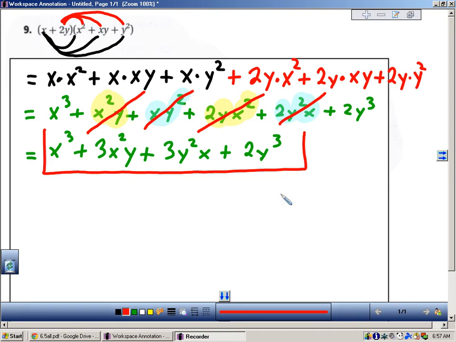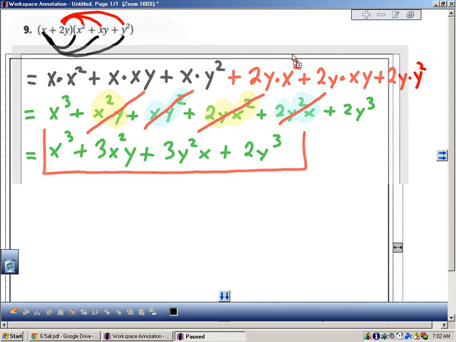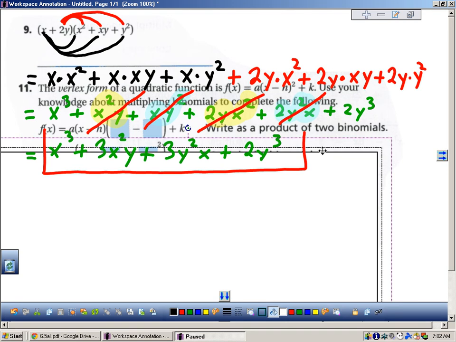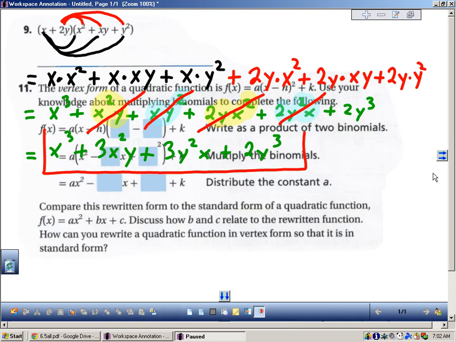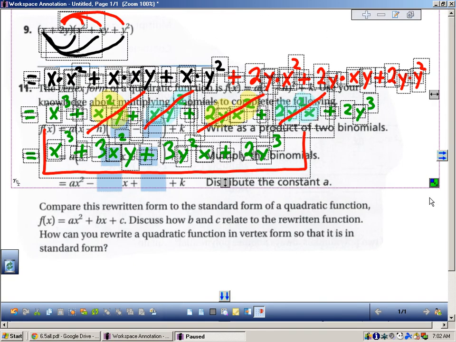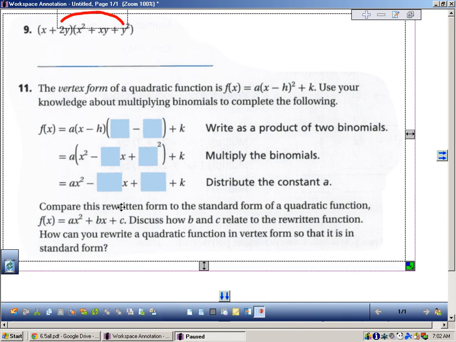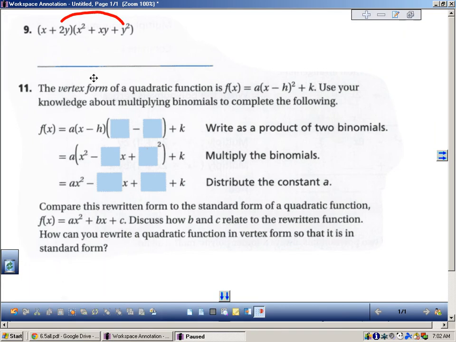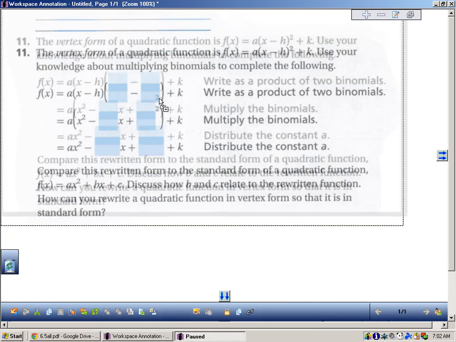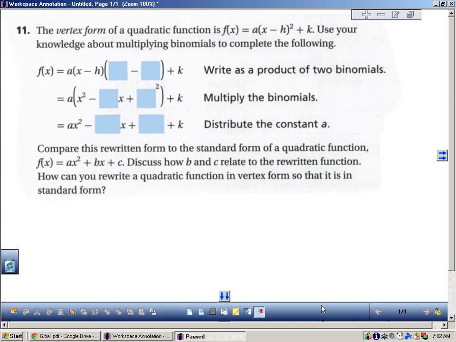Okay, so here's the next question. And the next question is related to a quadratic in vertex form. So let's read the question.